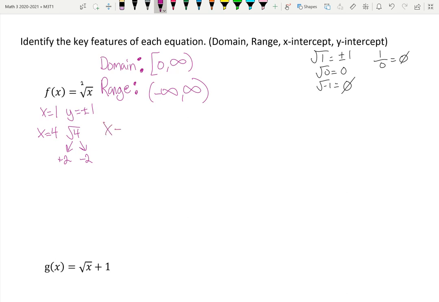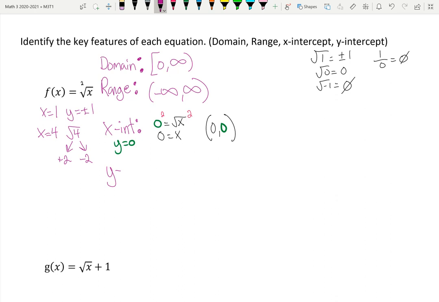For my x-intercept, what I need to remember is to plug in the value y equals 0. So I'm going to let y equal 0, equals the square root of x. And in order to get x by itself, I need to square each side. That's going to be leading to 0 is equal to x. Thus, my point is going to be 0, 0.